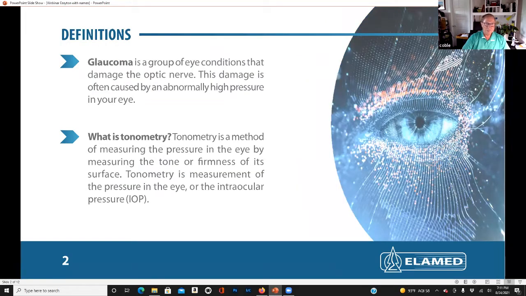Just some basics. This is not a glaucoma lecture, but I do want to mention that glaucoma does damage the optic nerve. We measure that with tonometry. There are many ways to measure and diagnose glaucoma. Tonometry is not the glaucoma test that your patients say, but it is part of the diagnosis. Tonometry measures the pressure on the eye, the firmness of the eye, the intraocular pressure. We all know that.